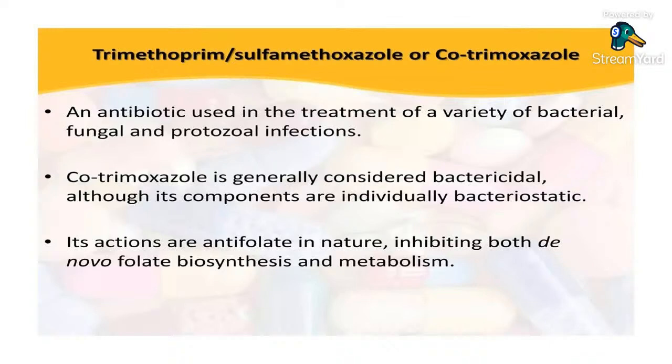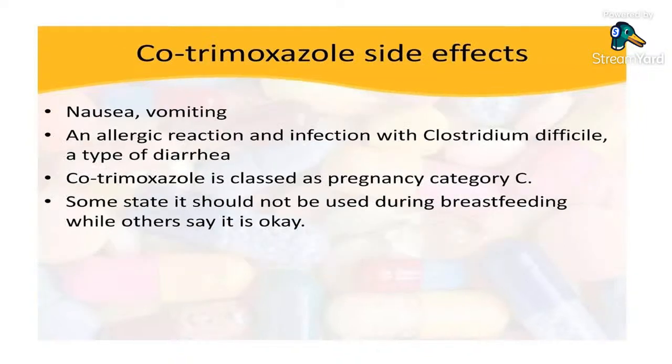Trimethoprim and sulfamethoxazole, or co-trimoxazole, is an antibiotic used in the treatment of a variety of bacterial, fungal, and protozoal infections. Co-trimoxazole is generally considered bactericidal, although its components are bacteriostatic. Its action is antifolate, inhibiting both folate biosynthesis and metabolism. Side effects include nausea, vomiting, allergic reaction, and infection with C. difficile, and a type of diarrhea. Co-trimoxazole is classed as pregnancy category C. It should be used with caution during breastfeeding unless otherwise advised.